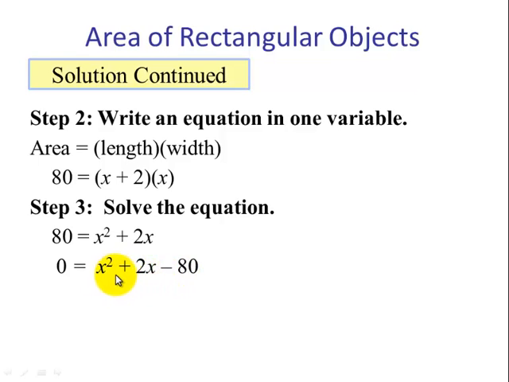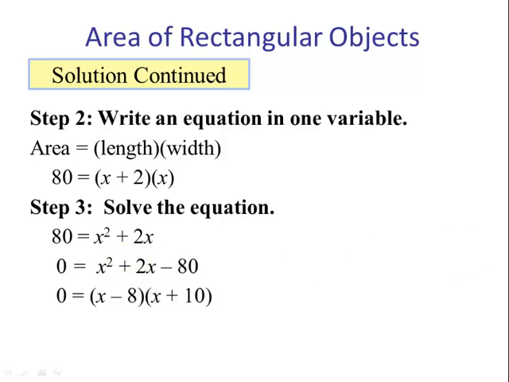This is a trinomial that will factor. What two values multiplied will give me a negative 80, and at the same time add up to give me a positive 2? Because c is negative, the factors will have opposite signs. It turns out if you take a negative 8, multiply it by a positive 10, you get a negative 80, and a negative 8 plus a positive 10 is a positive 2.